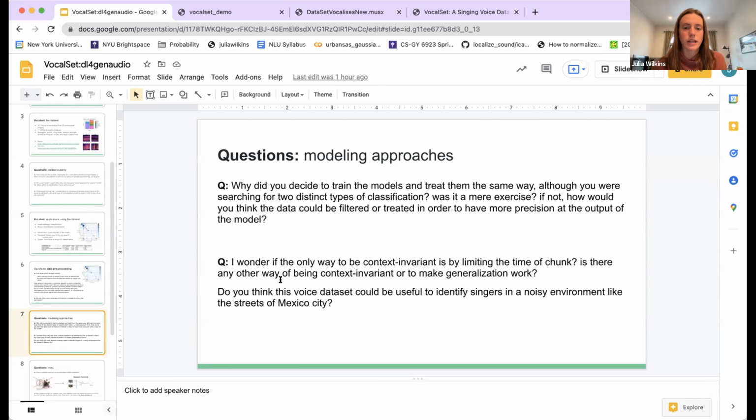How do we think that the data could be filtered or treated in order to have more precision at the output of the model? I think there's probably more that we could do with the class imbalance. The data augmentation was a first pass at that, but I think we could pull some fancier tricks out of our hat, maybe, like I said, weighting the loss in a specific way, upsampling or something like that. I think that would probably be the first next step I would take if I was tweaking the architecture for the specific task, would be taking care of the class imbalance.